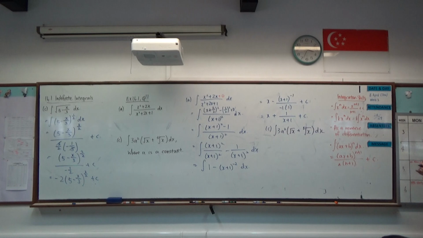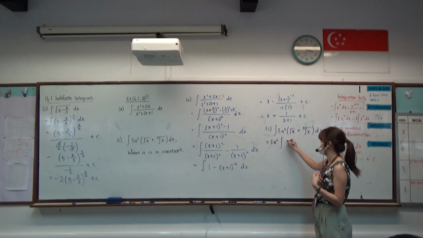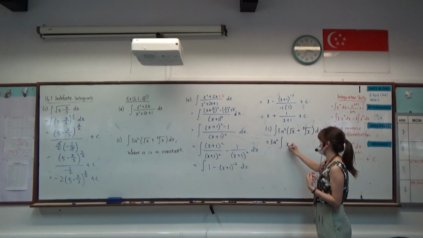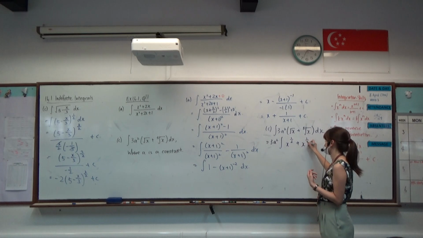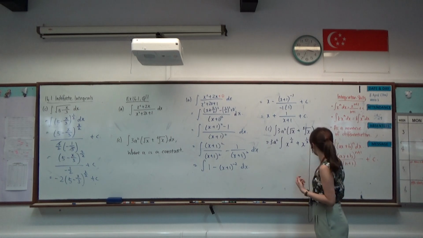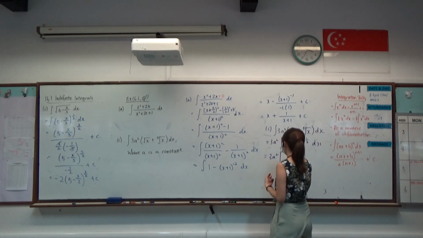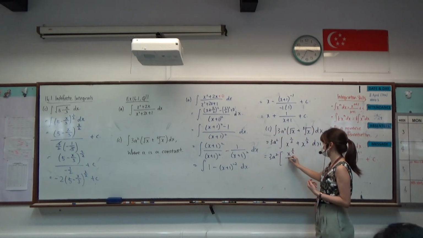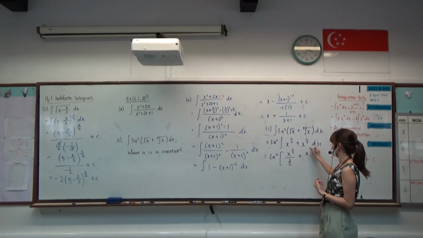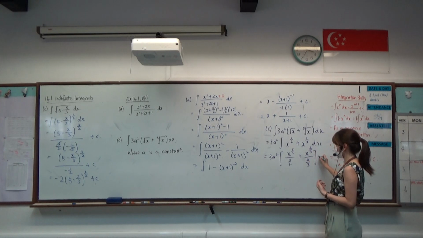We want to integrate 3a squared bracket square root x plus cube root of x with respect to x. A is a constant, so we can move that out of the integral and look at integrating x to the power half plus x to the power 1/3, followed by a dx. So that leaves us with x to the power 3 over 2 plus 4/3, plus C.